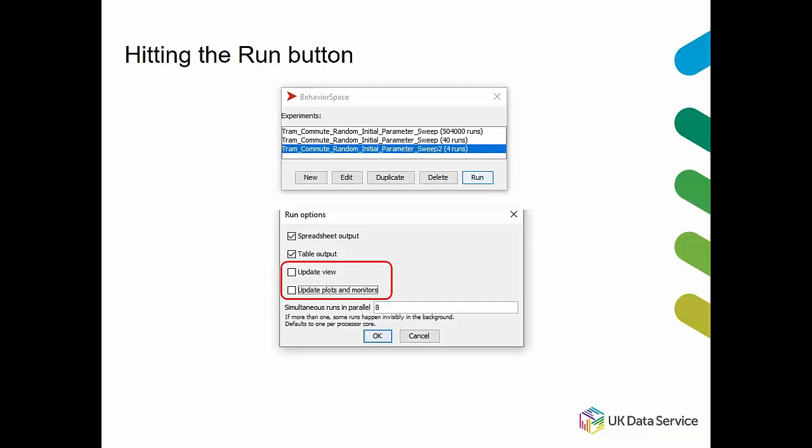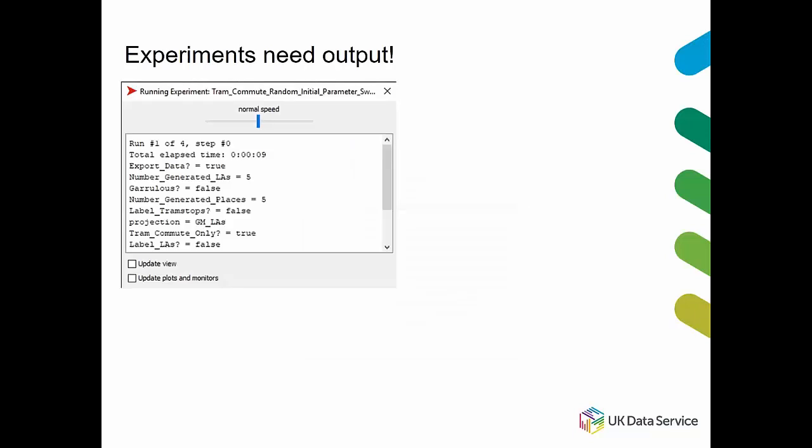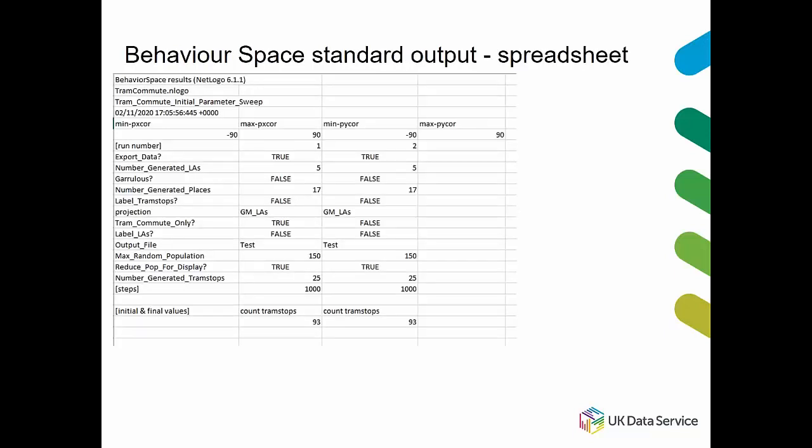But you don't need these. You can set it to run quietly in the background. It will run faster and use less computer power, and that is more environmentally friendly, so please consider it. Then you hit OK, and you get a little window like this that's telling you what experiment you're running and what's going on: how much time has elapsed, which run of how many, what step you're at, all of these things. You can also click the update view or update plots and monitors if you want to snoop on what's going on. But again, that uses a lot of power, so consider not.